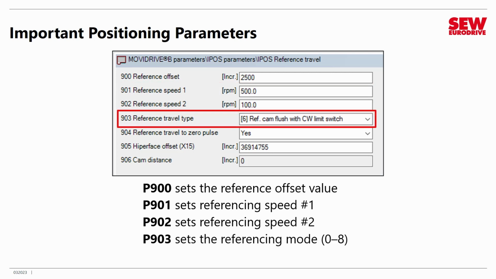P903 has the referencing mode. This is a number 0 through 8. This is where you pick the mode. You've been here before. So these are the parameters we typically care about.